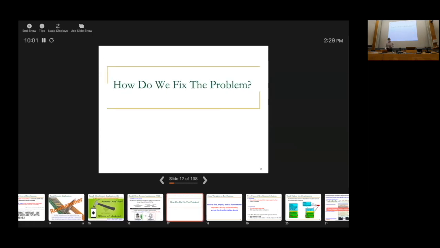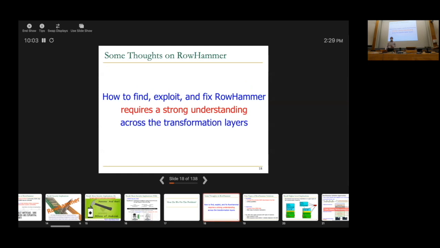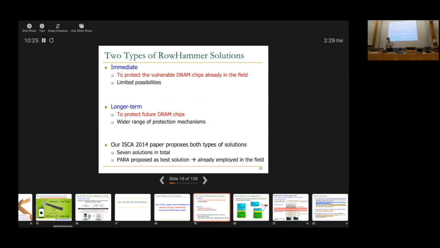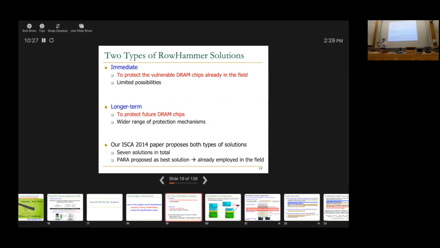So we talked about this, and we briefly talked about how to fix the problem. I want to talk about this a little bit so that you can think about things and maybe you'll come up with some solutions, because this is a problem that needs solutions basically today. But importantly, how to find this vulnerability, how to exploit this vulnerability, how to fix this vulnerability really requires a strong understanding across the transformation layers, across the stack basically. Because RowHammer is a problem that affects, even though it's a device level problem, circuit level problem, it affects the software at the higher level. So you may actually come up with solutions at different layers.